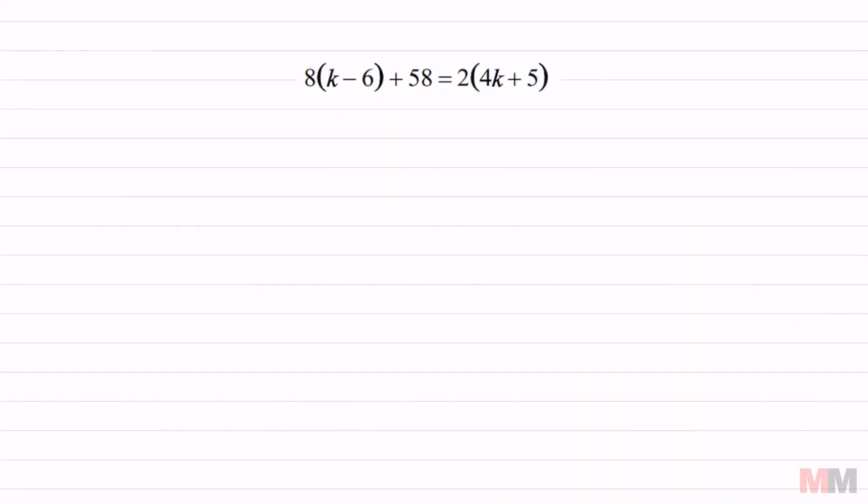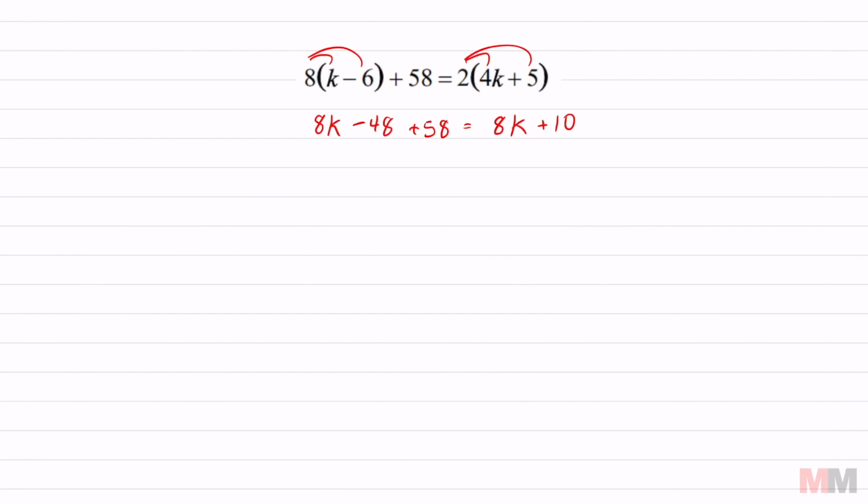Let me go over one more question just to make sure you really get it. So let's solve this equation right here. First, I have to distribute. I'll get 8k minus 48 plus 58. And on the right side, I'm going to have to distribute and get 8k plus 10. Some people at this step can see what kind of question this is already. I mean, if you get a lot of practice and you're really good with equations, you can kind of see what this is going to be.